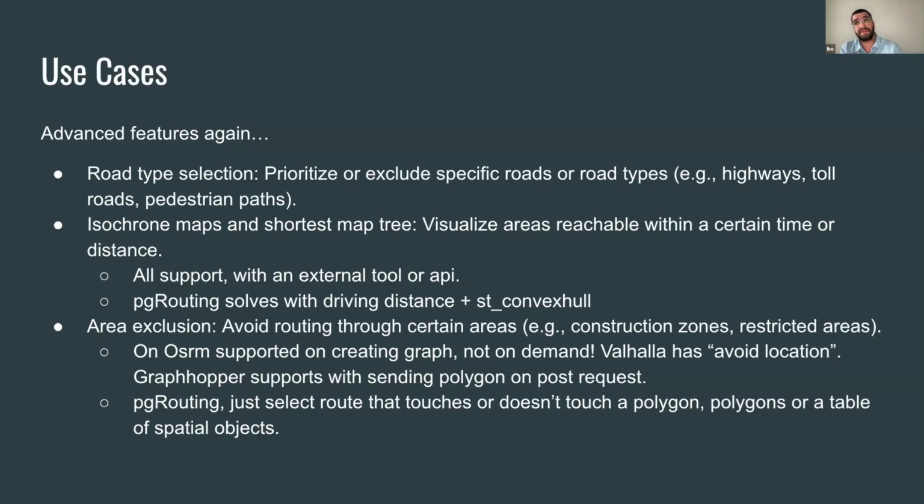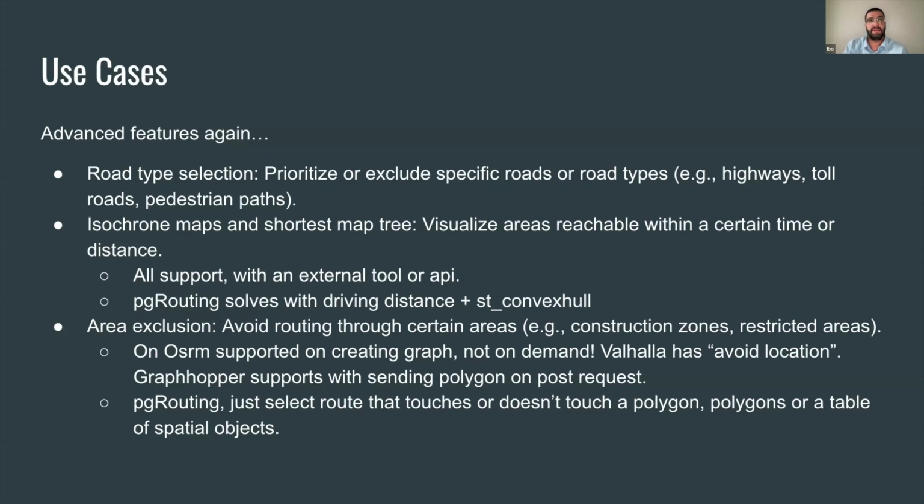But on the Valhalla side, you can avoid some locations. Not a polygon, I think, in my tests. I couldn't find a polygon, but you can avoid some locations. On GraphHopper, you can send your polygon in your POST request. And on the pgRouting side, it's perfect. Just select the route that touches or doesn't touch a polygon or polygons or a table, any special object, line, polygon, or point.